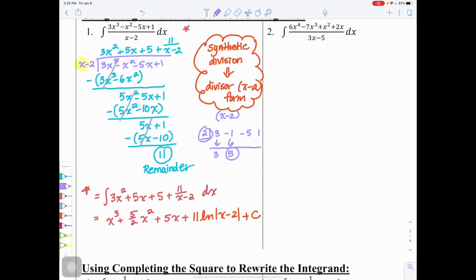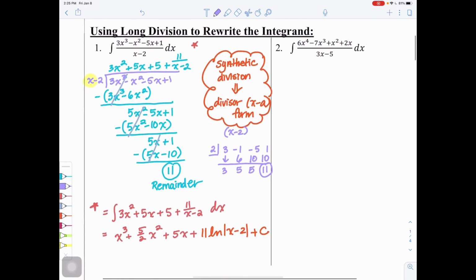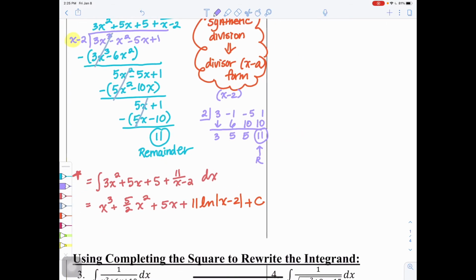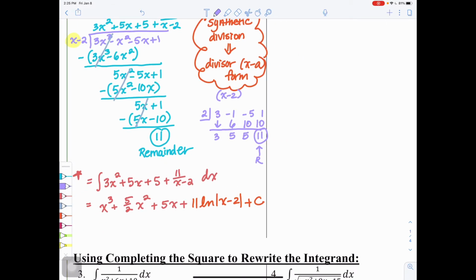5 times 2 is 10. Add them up. 5 times 2 again is 10. Add them up. And that is your remainder. So this is our remainder in synthetic division. Now, I want to tell you how to write the polynomial in front of that remainder.